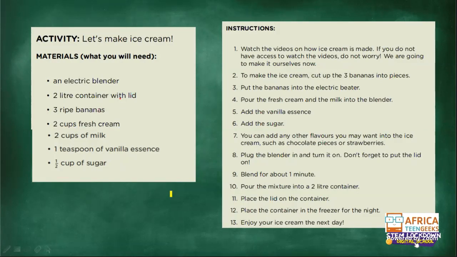Number 8, plug the blender in and turn it on. And don't forget to put the lid on. I'm going to say it again. Don't forget to put the lid on. And the reason why I want to shout it to you is because I've done that before. And believe me, it's not fun washing milk and cream and bananas out of your hair or having to clean the roof. Well, I mean the ceiling or the floor for that matter. Okay, so put the lid on when you put something in a blender.